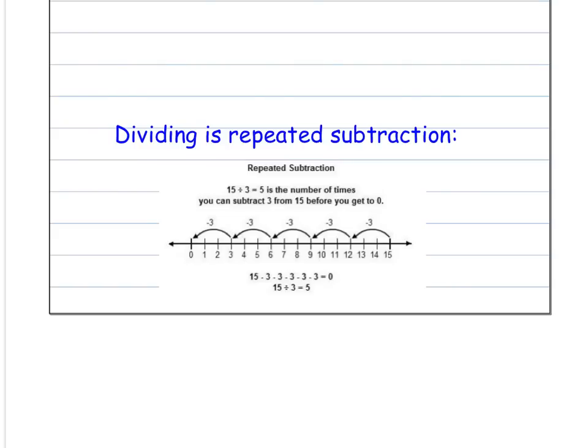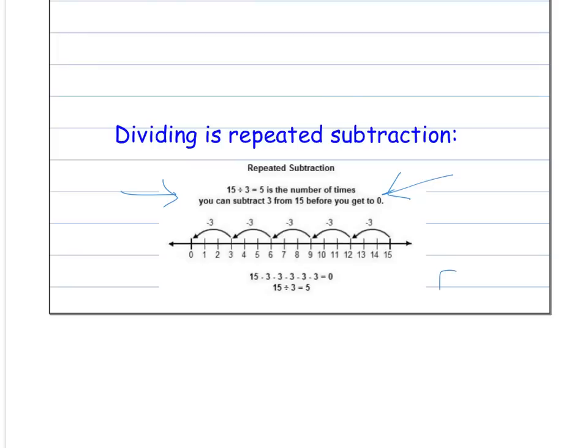So 15 divided by 3 is 5. 5 represents the number of times that you can subtract 3 from 15 to get to a remainder of 0. Occasionally something's not divisible, meaning it's not going to get to a remainder of 0, and you might have some remainders or fractions or decimal places at the end. So be thinking, this does make sense.